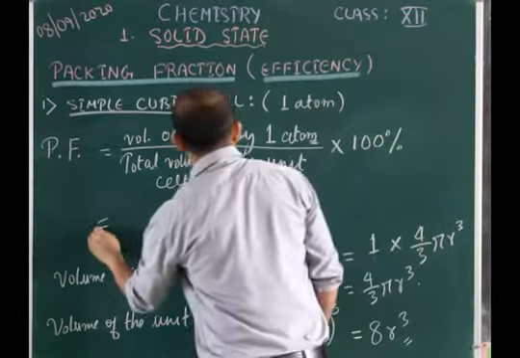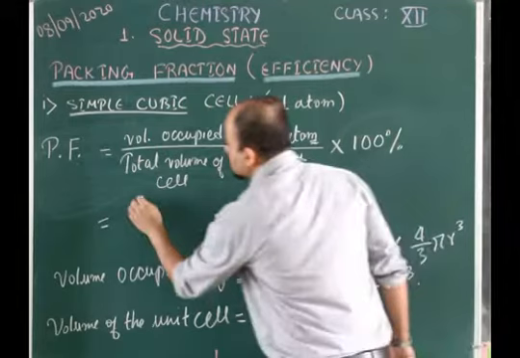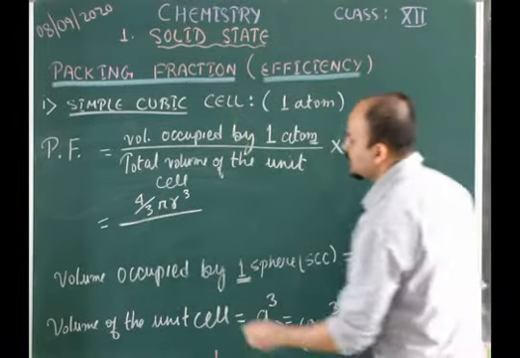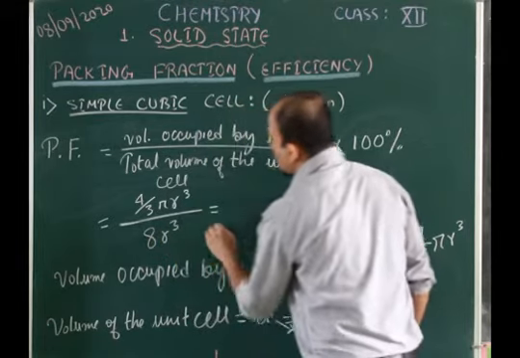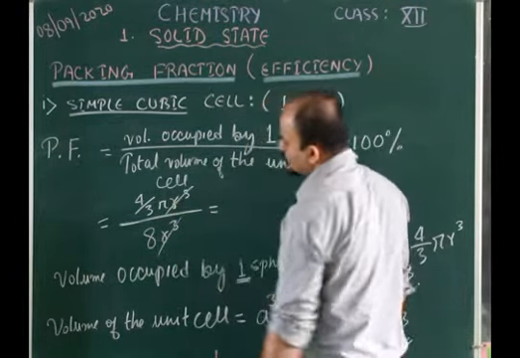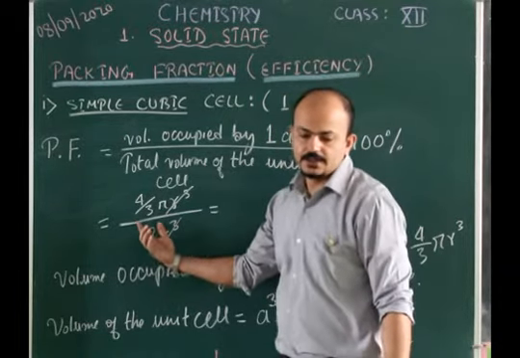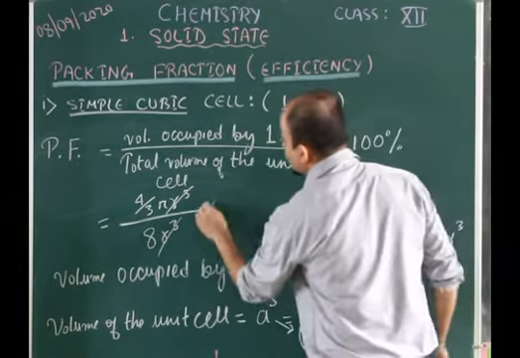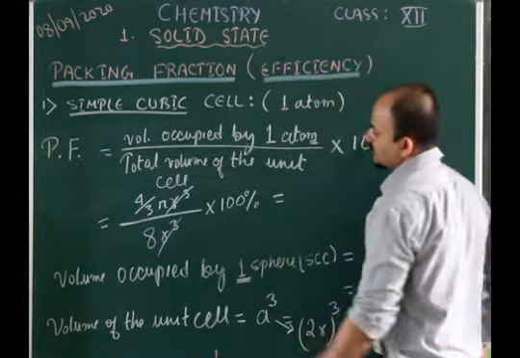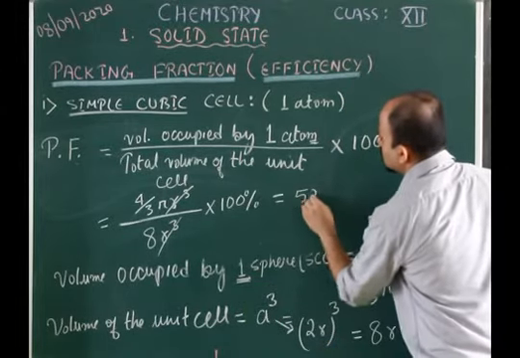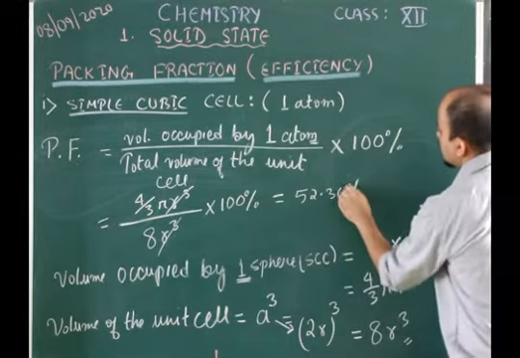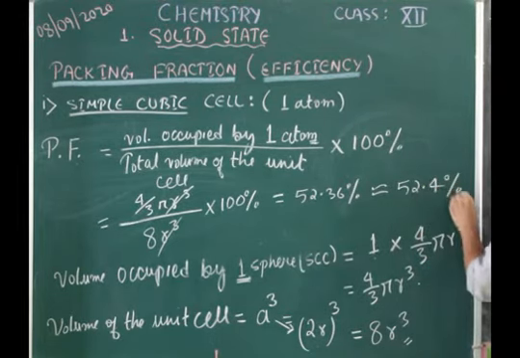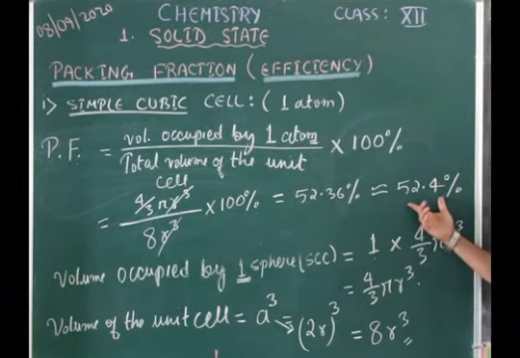So you know the volume occupied by one atom, how much is it? 4 by 3 pi r cube, divided by the total volume. Total volume is what? 8 r cube. If you cancel out, these two will be cancelled out. After simplification, into 100% also, the value that you obtain is 52.36%, which is taken approximately as 52.4%.